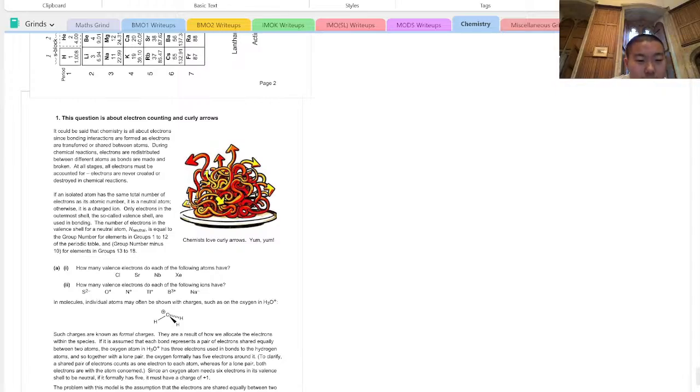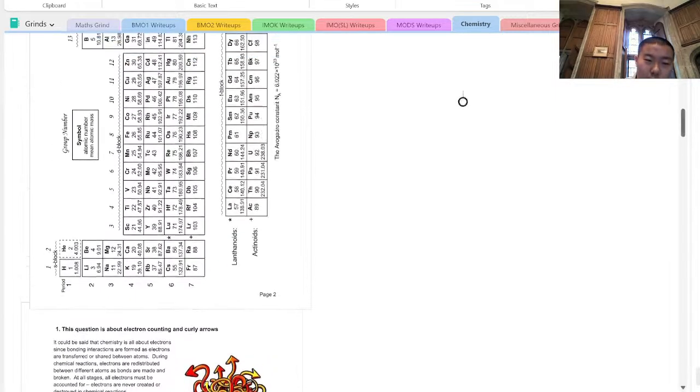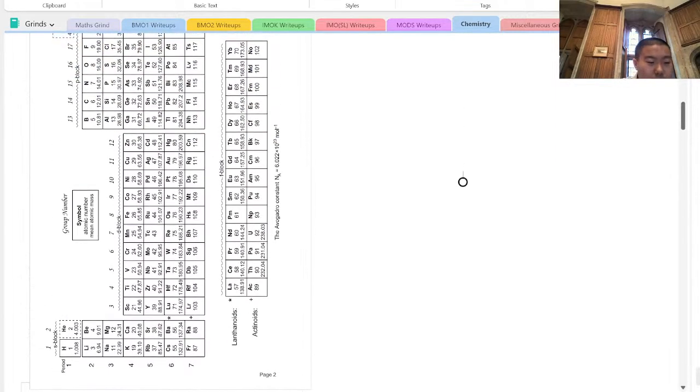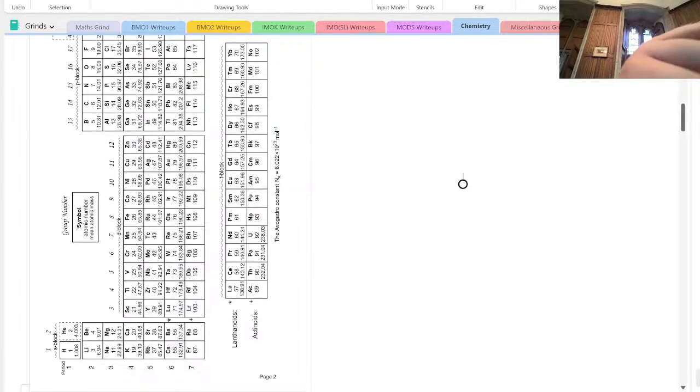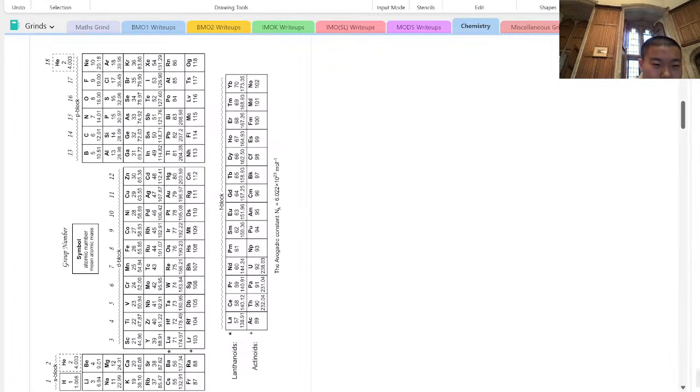How many valence electrons do each of the following atoms have? So, chlorine. Now, it's a shame I can't rotate this. I can't rotate this, but chlorine is here.